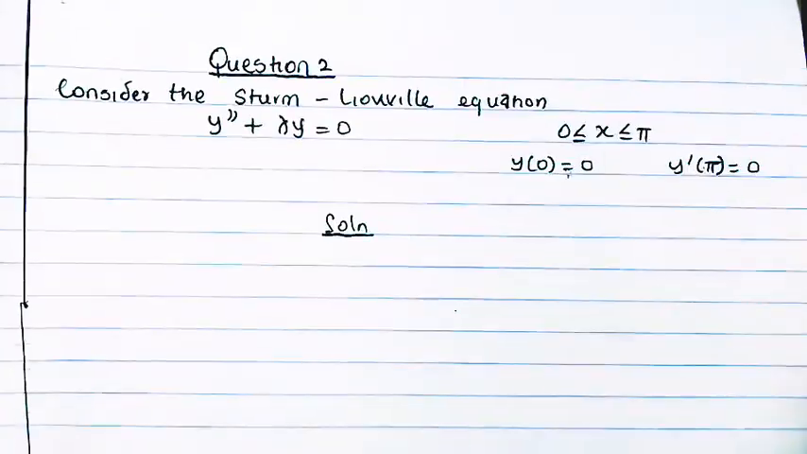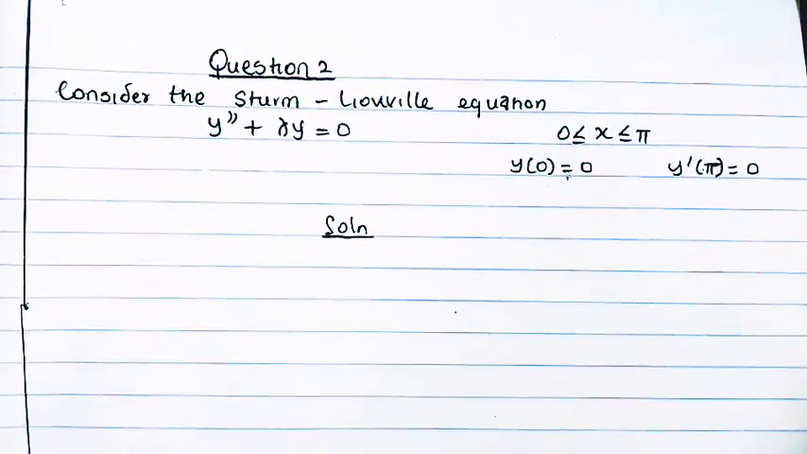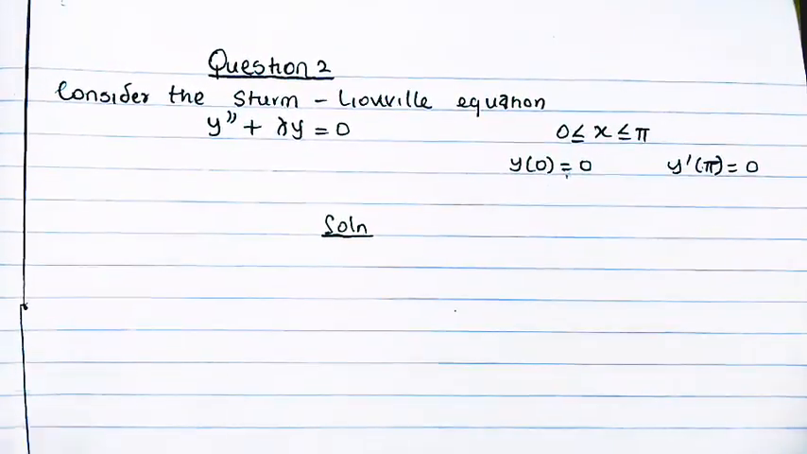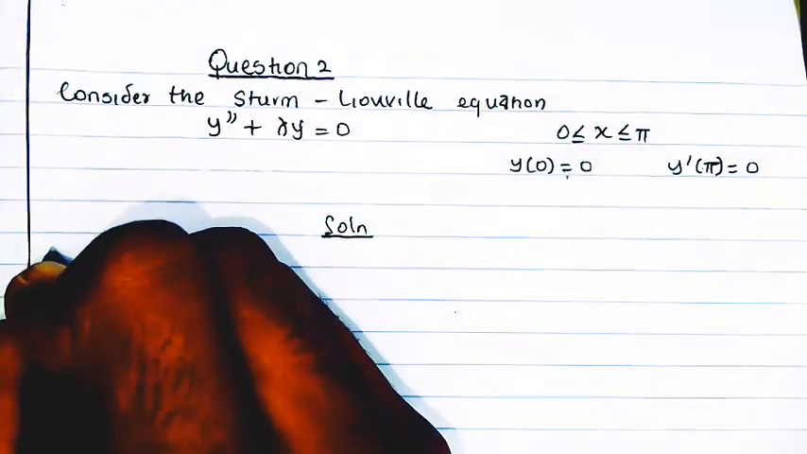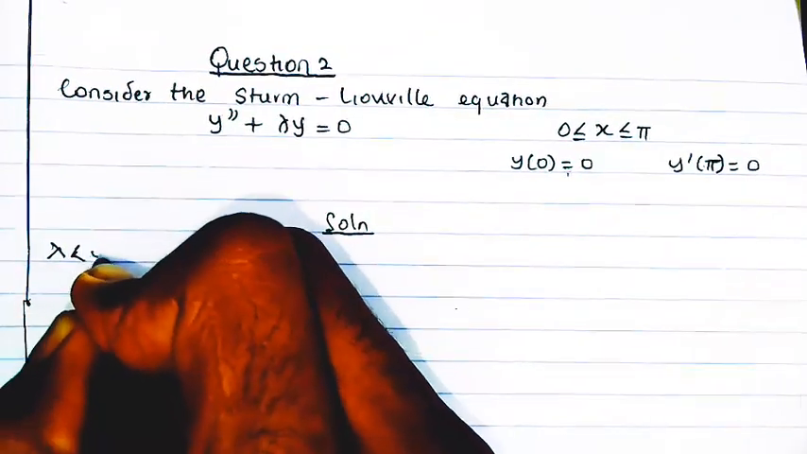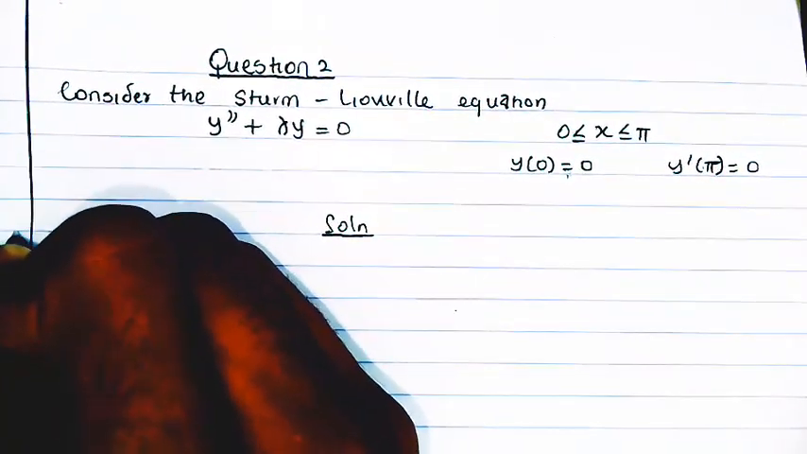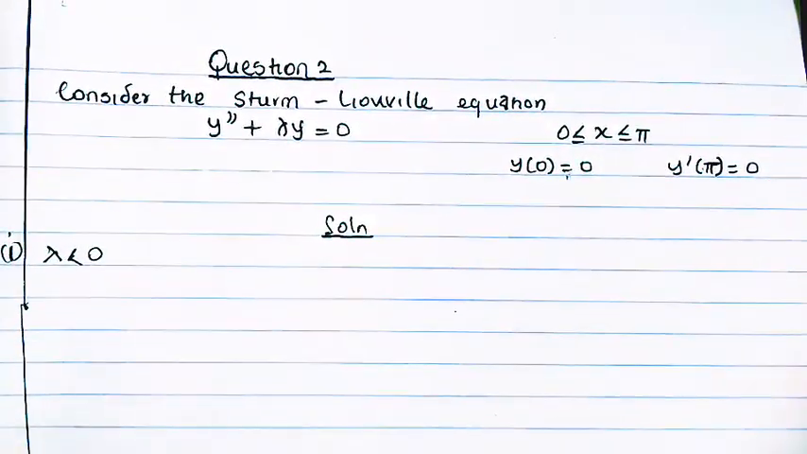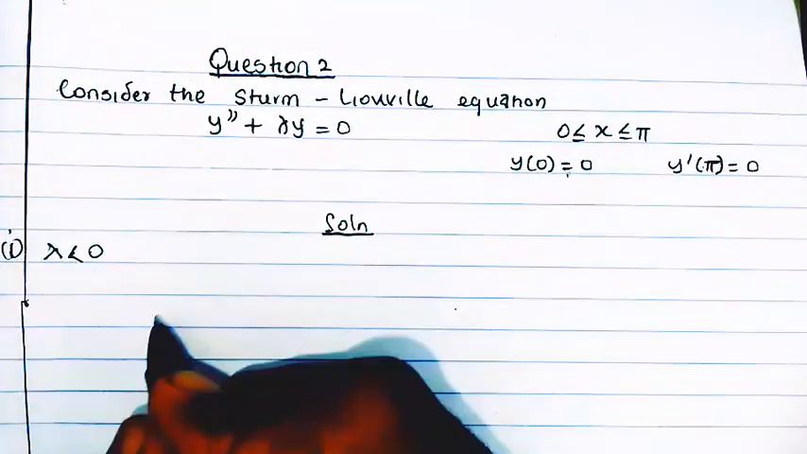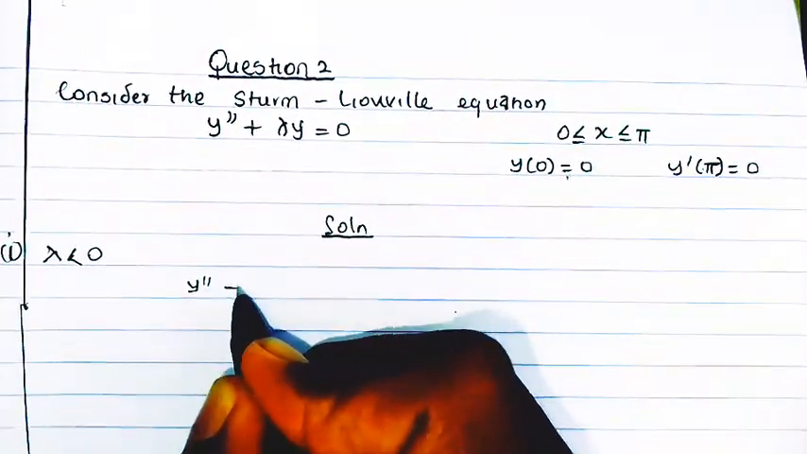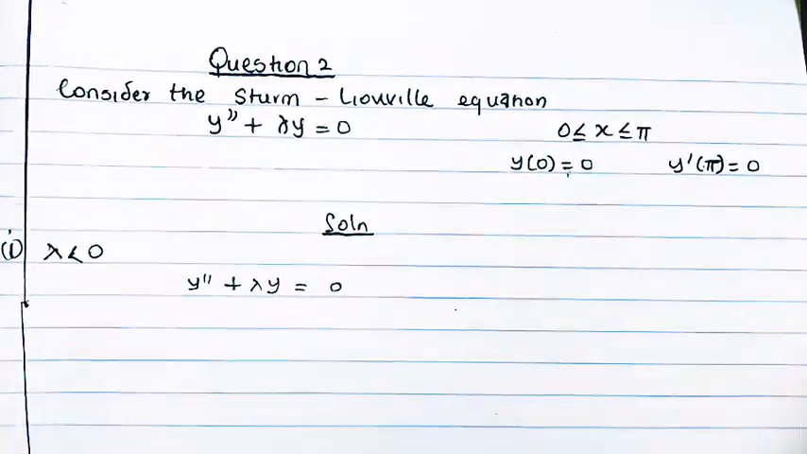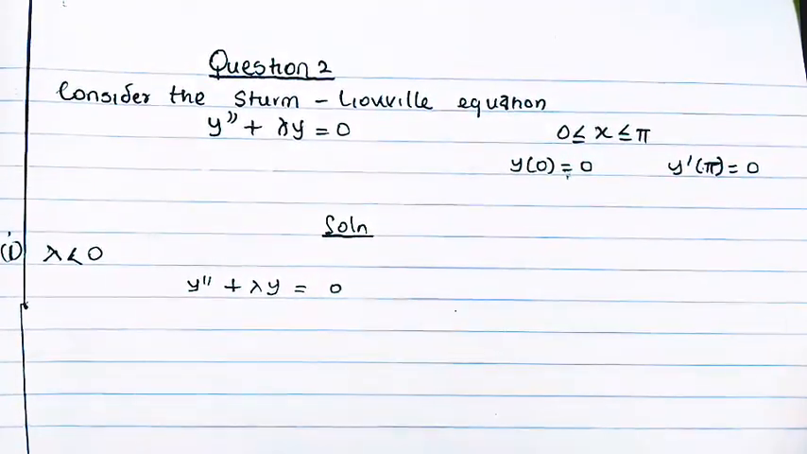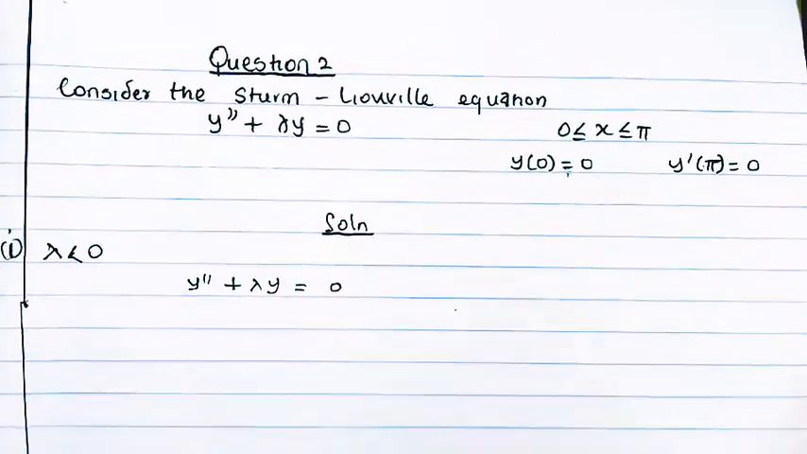Like I said, we are going to be looking at three cases: when lambda is greater than 0, less than 0, and equal to 0. So let's consider case 1, when lambda is less than 0. Let's bring our Sturm equation to the plain ground. This is my Sturm equation, and when lambda is less than 0, I'm simply multiplying it by minus 1.